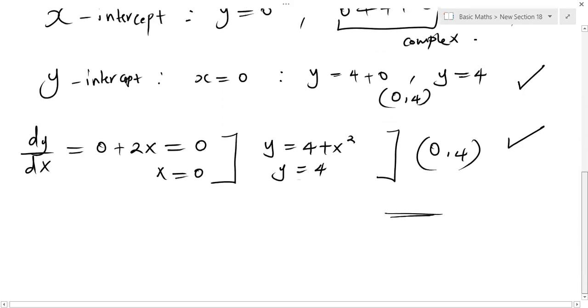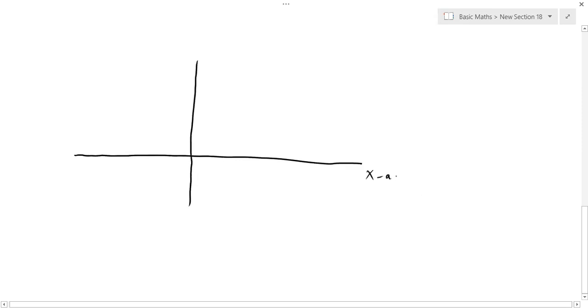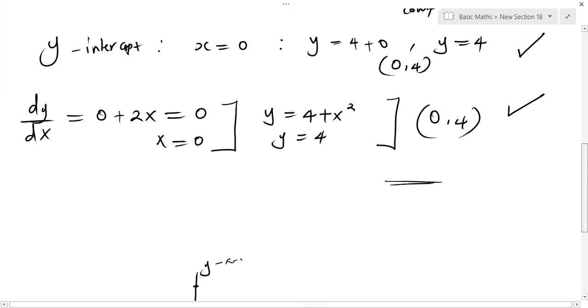So let's do a rough sketch of this particular region. Having this as our x-axis, this as our y-axis. This is just a rough sketch. Let's have this as 4, and let's have this as 8. Now, we need to determine whether the turning point is a minimum or a maximum point. In order for us to know that, we get the second derivative, d2y dx squared. Differentiating 2x, we get 2, which is greater than 0. Hence, this is a minimum point.